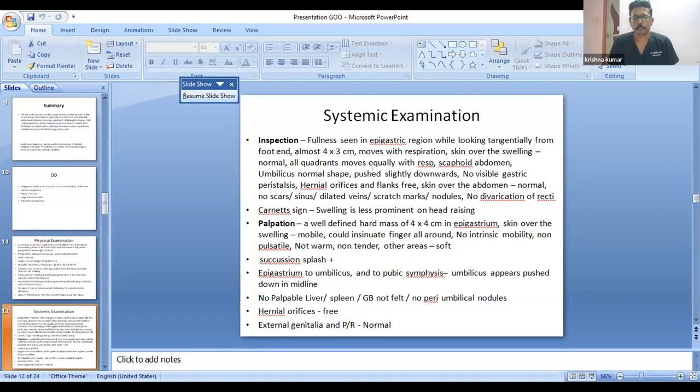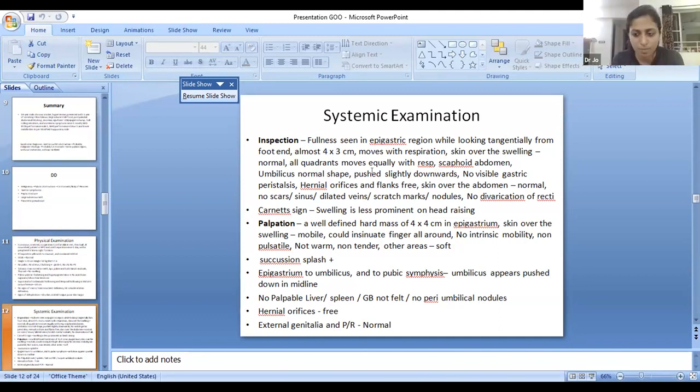So how do you elicit the sign? Sir has asked you that. What is the most important prerequisite before you do the test? Patient should be fasting. So that's the first thing you have to tell, more than 4 hours. And then how do you elicit it? The doctor is asking you that question.